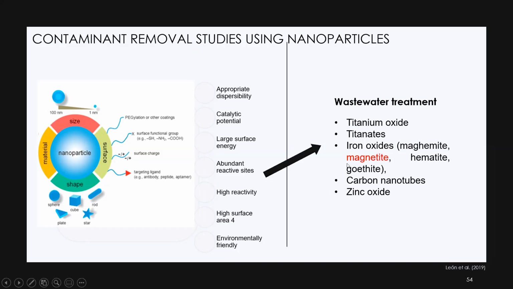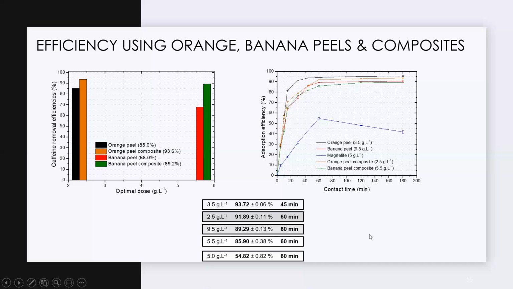We prepared some nanoparticles using the co-precipitation method. We obtained nanoparticles, which are something like 30 to 50, to 60 in some cases, nanometers. Not that small, but relatively good. And we combined the nanoparticles with orange and with banana peels in our composites. You can see here what happens with the removal efficiency, with the adsorption that you have in the systems.